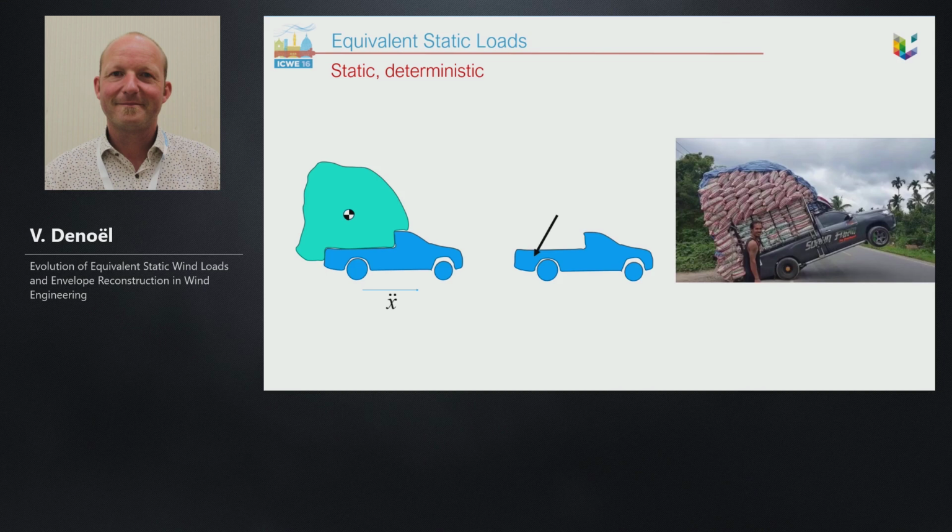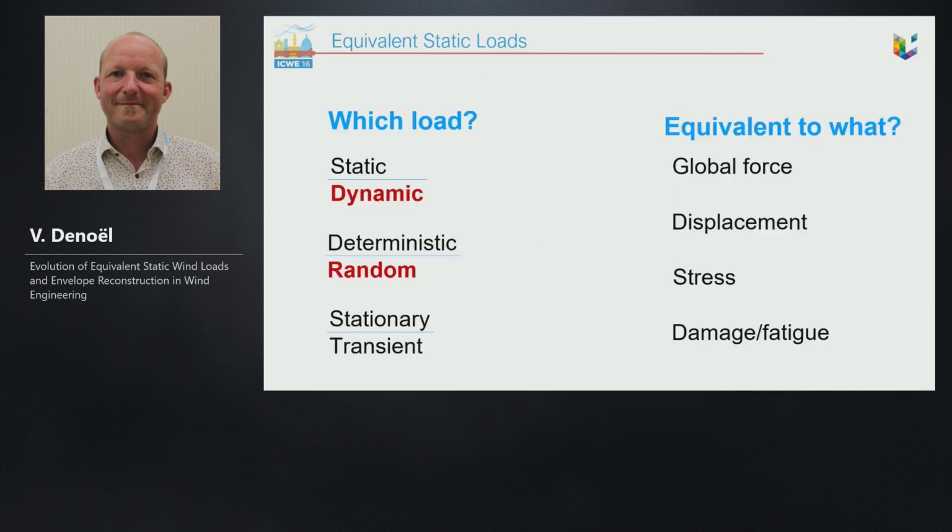But the situation becomes more complicated when we have dynamics, when we have randomness. And indeed, dynamic response and randomness are the features that we usually try to replace when we deal with equivalent static loads. And it is exactly the topic and exactly the issue that will be addressed in the next 45 minutes by Vincent. So please.